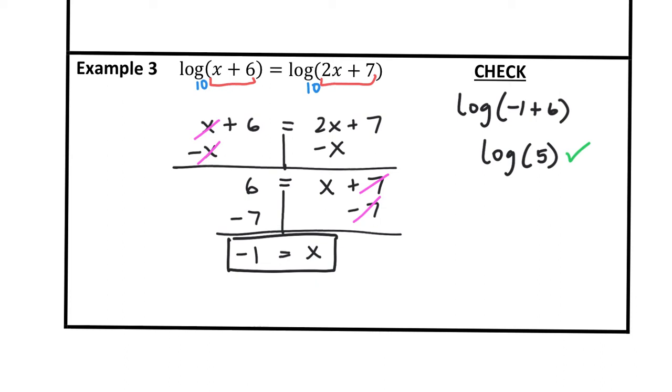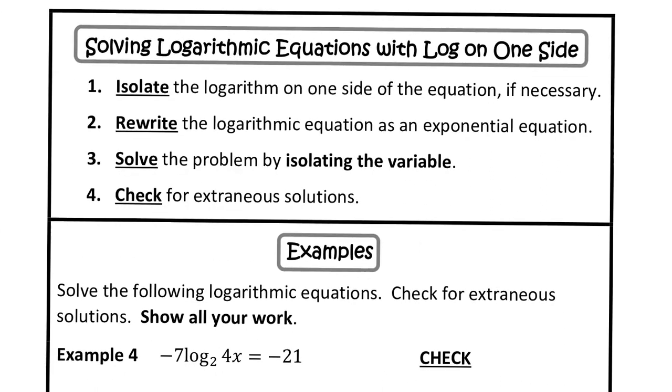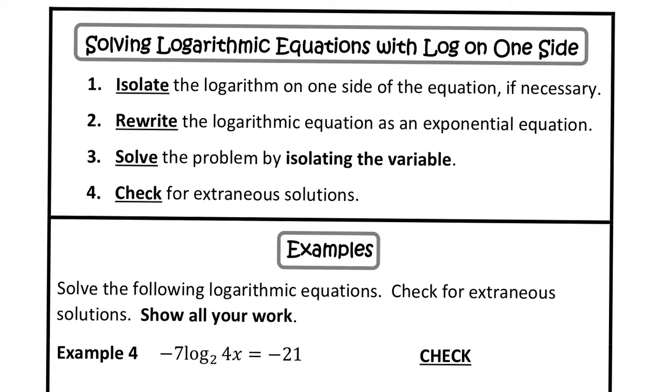All right, now let's look at the next two examples. These actually have a different set of instructions. It says if I'm solving an equation with a log on one side, I need to make sure first of all that the log is by itself, it's isolated. If it's not isolated, make sure it's isolated.